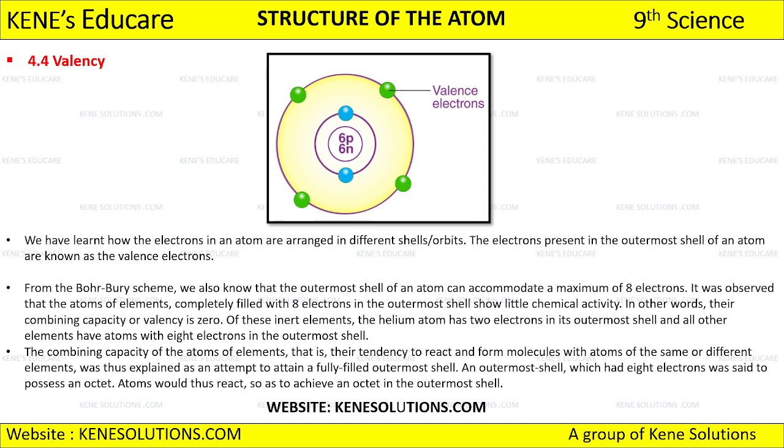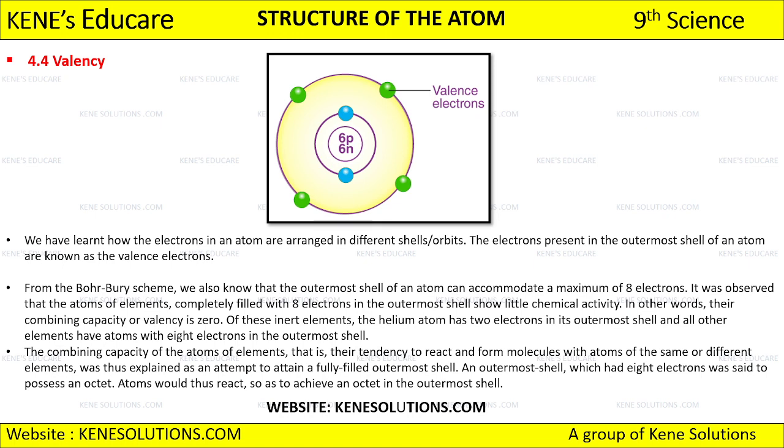So you know now how the electrons are arranged in different shells, right? So we have learned how the electrons in an atom are arranged in different shells or orbits. So the electrons present in the outermost shell of an atom, we consider to be the valence electrons. Got it? An atom can have shells depending upon the atomic number, and on the basis of that we make that atom with K shell, L shell, M shell, and so on.